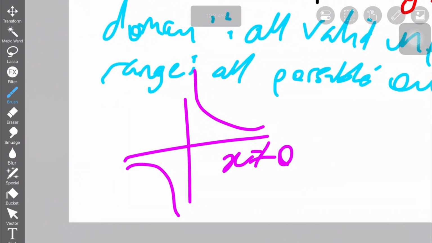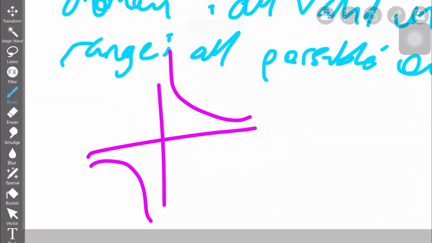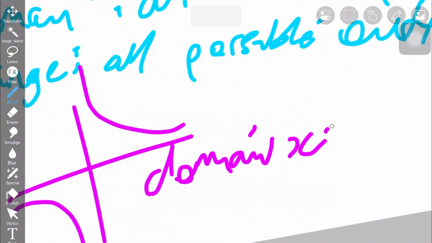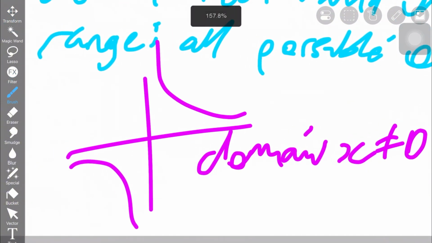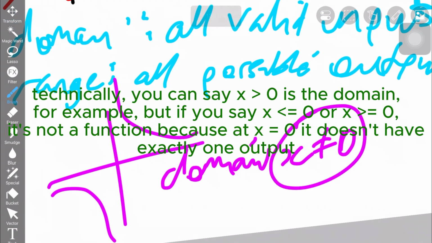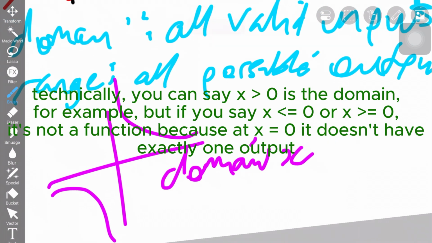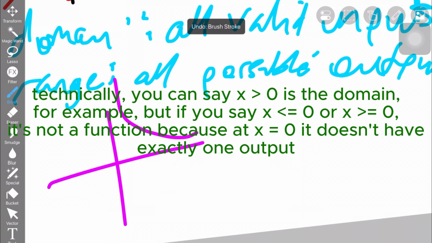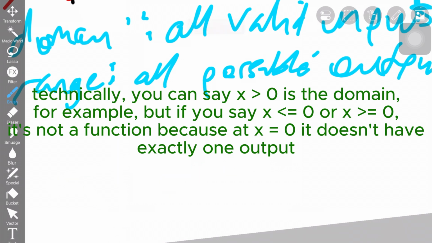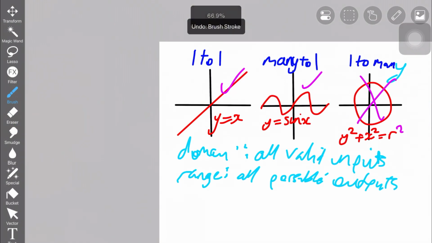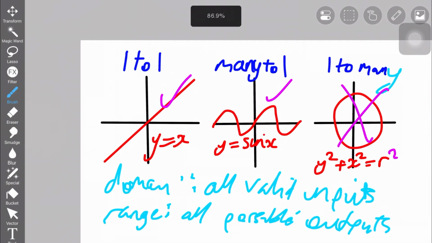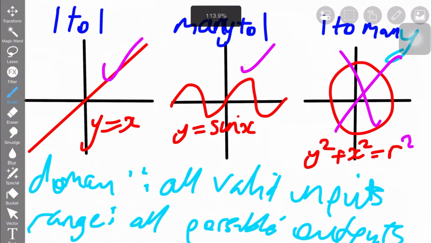So this cannot be a function if you allow x to be anything, okay? If you don't define the domain as x isn't 0, this isn't a function. As long as you say that the domain is x isn't 0, then you're good, okay? Because the rule is that for every input, so for every value in the function's domain, there needs to be exactly one corresponding output in the function's range.